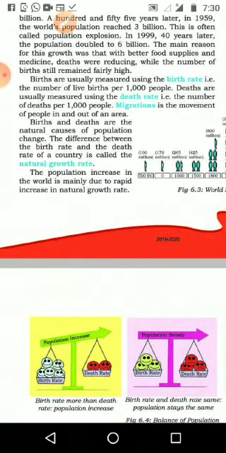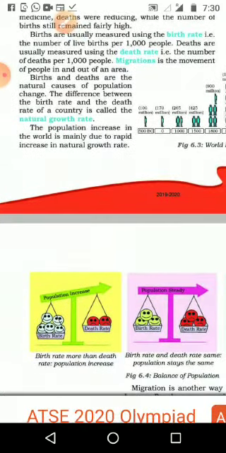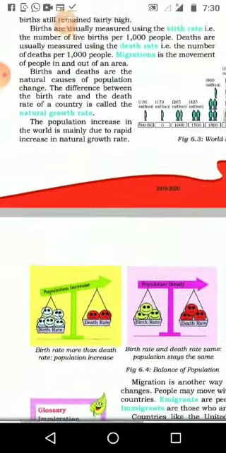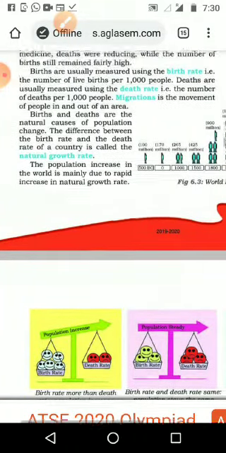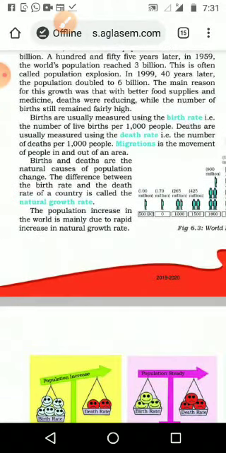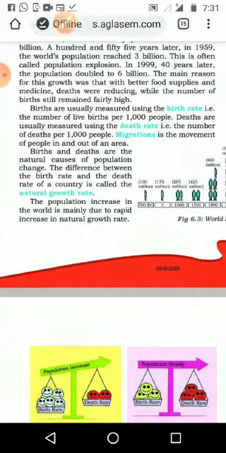Birth and death rate are the natural cause of the population change, and the difference between the birth rate and death rate of the country is called natural growth rate. Please underline it. Why are we calling it like that? Because the population change depends upon the natural cause of birth and death rate, and there are other causes also. We have seen migration, like that.